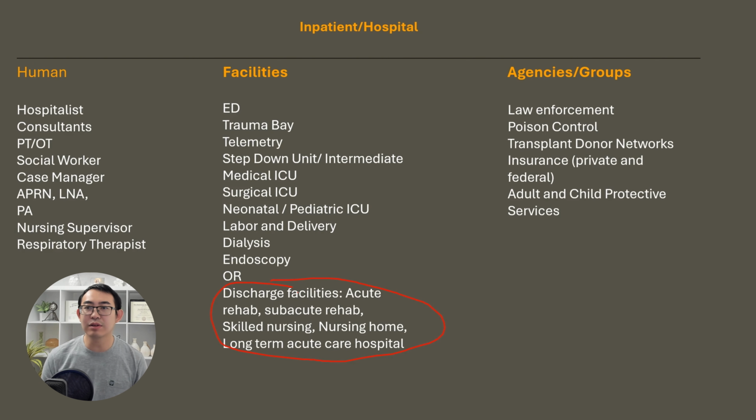Okay, and then lastly, the agencies and groups. There are groups of people in agency. Now it will make sense for you when you read the list, right? The law enforcement is included in here. Agencies, groups like law enforcement, poison control, transplant, donor networks.